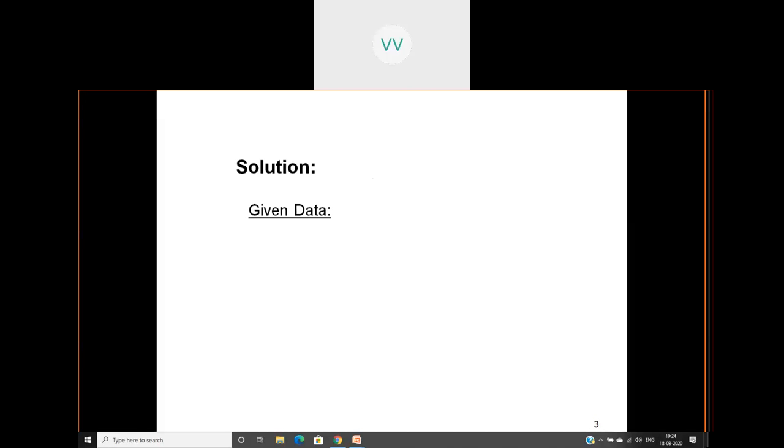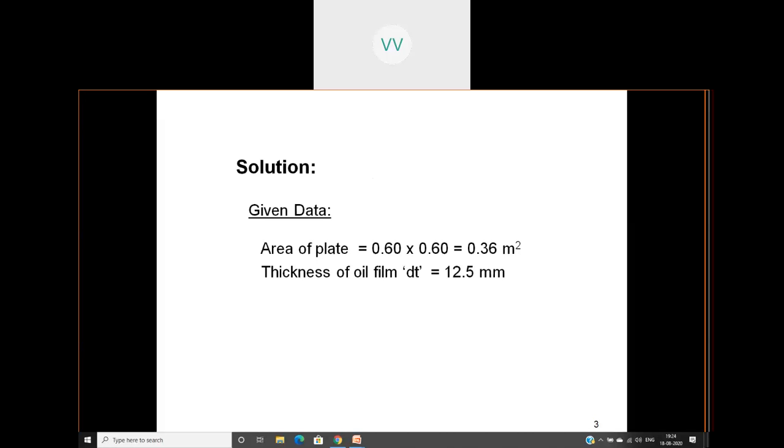So first of all, for any problem, as I told you, you're supposed to write down the given data, the data from the question which is given to you. So study it twice and try to write down your inferences. So firstly, what is given? The area of the plate is 0.6 by 0.6 meters. That means 60 centimeters comes to 0.6 meters. So the area is going to be 0.36 meters square.